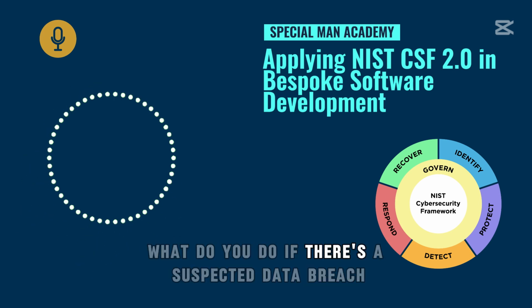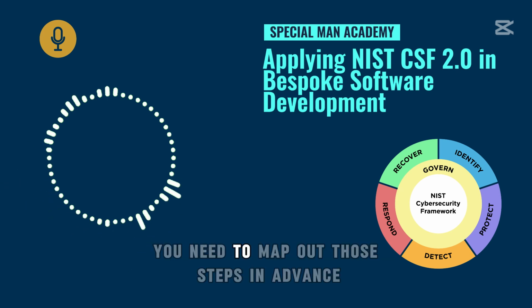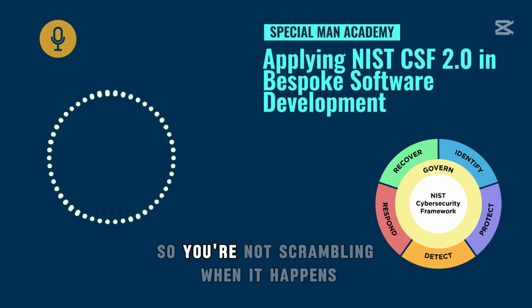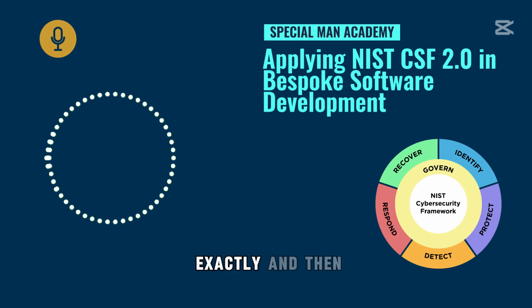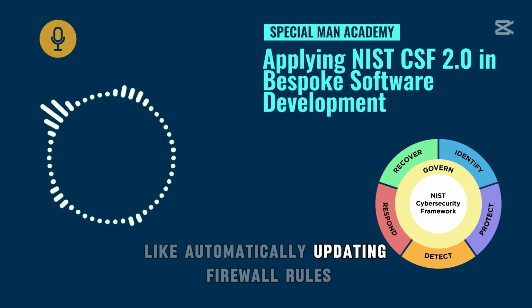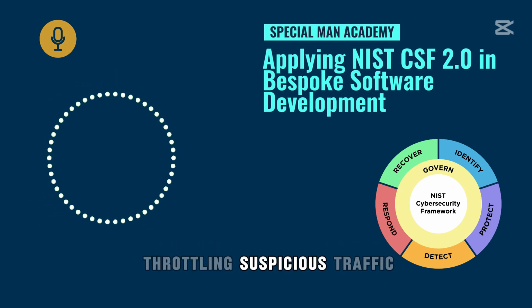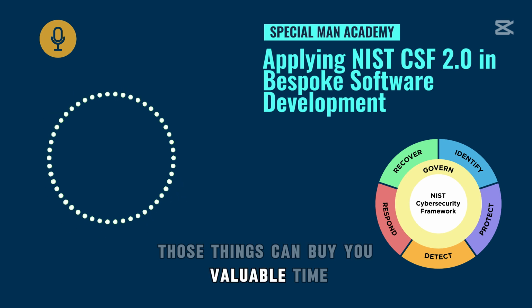What do you do if there's a suspected data breach? What about a ransomware attack? You need to map out those steps in advance, so you're not scrambling when it happens. Exactly. And then you can put in place automated containment measures, like automatically updating firewall rules, locking out compromised accounts, throttling suspicious traffic. Those things can buy you valuable time.